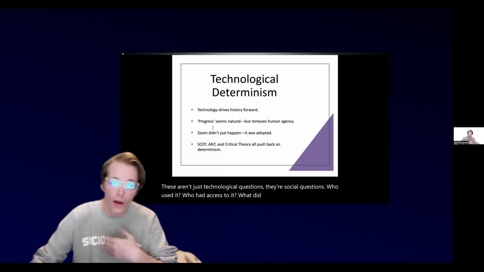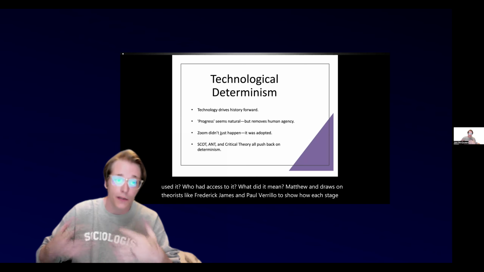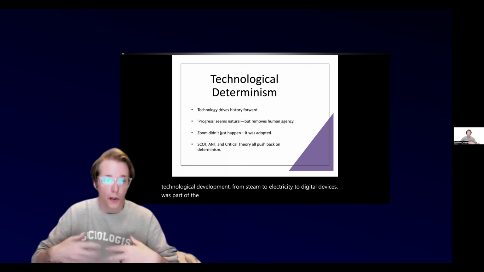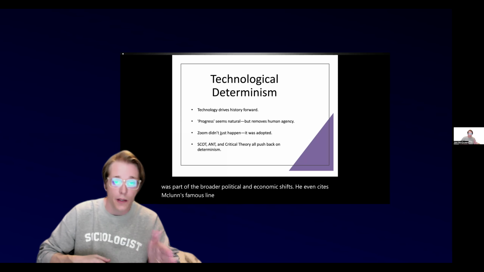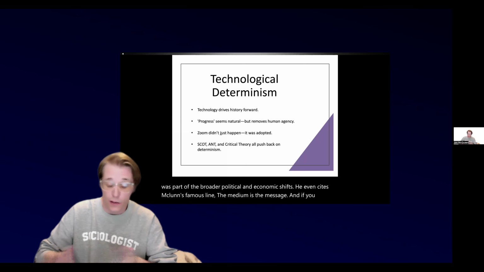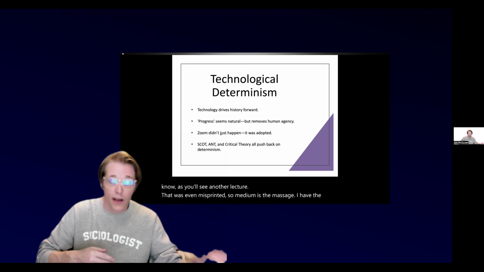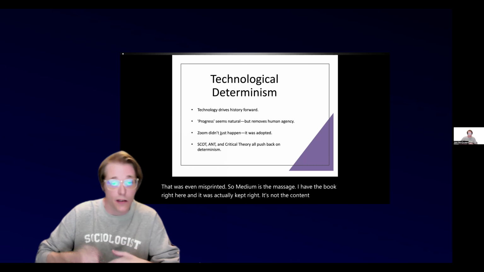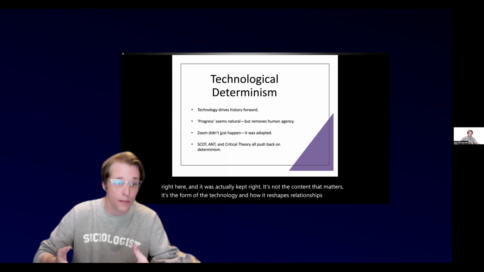What did it mean? Matthewman draws on theorists like Fredric Jameson and Paul Virilio to show how each stage of technological development, from steam to electricity to digital devices, was part of broader political and economic shifts. He even cites McLuhan's famous line, "The medium is the message." And if you didn't know, as you'll see in another lecture, originally that was even misprinted as "the medium is the massage." I have the book right here, and it was actually kept, right? It's not the content that matters. It's the form of the technology and how it reshapes relationships, values, and senses.